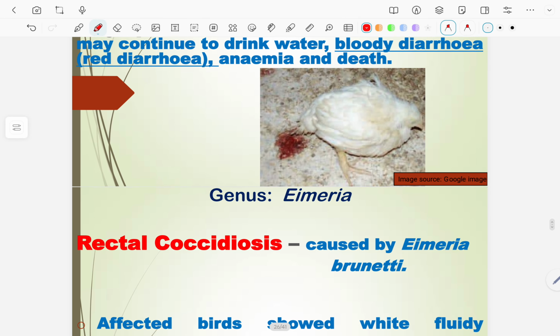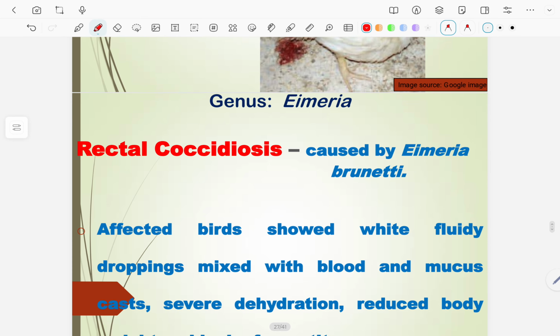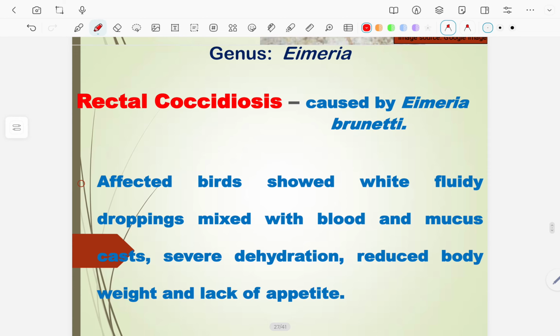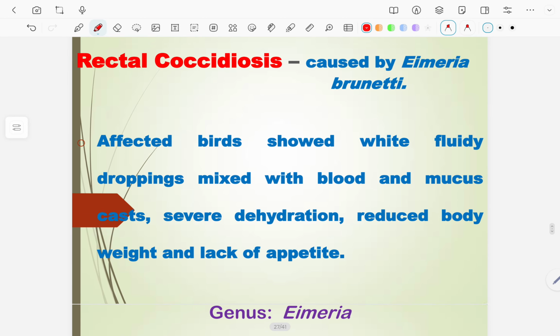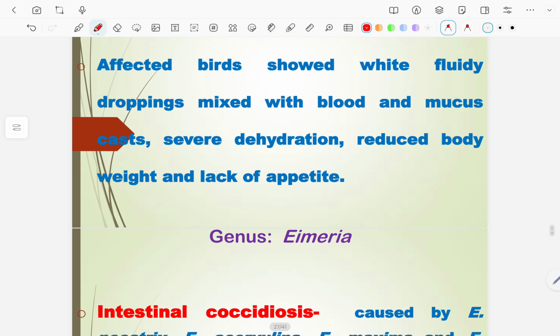Rectal coccidiosis is caused by Eimeria brunetti. Affected birds show white fluid droppings mixed with blood and mucus, severe dehydration, reduced body weight, and lack of appetite.